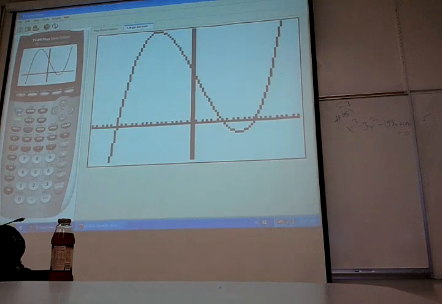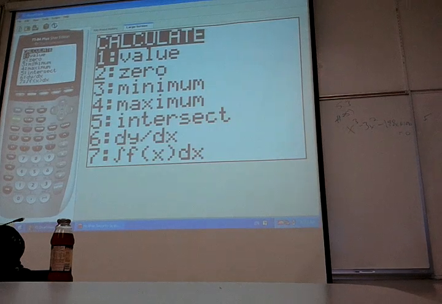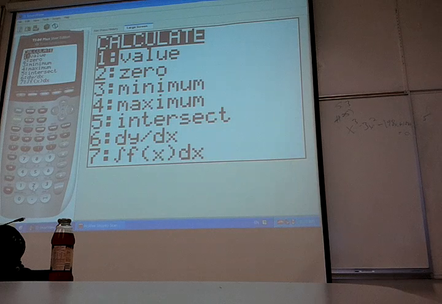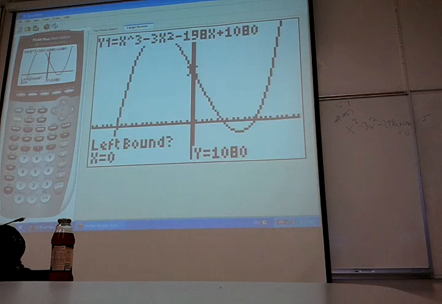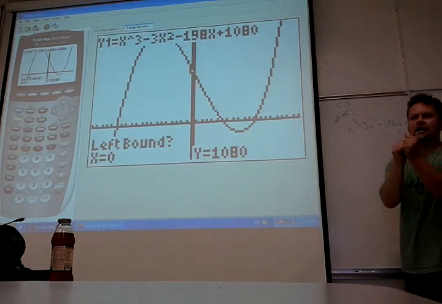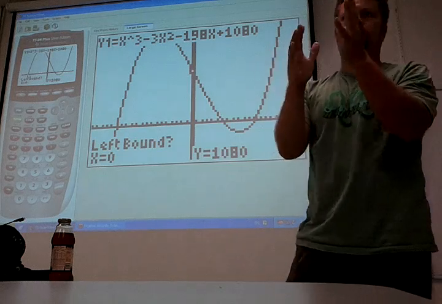So where I want to go again, I want to go to second trace to get up to calc. And I want to calculate the zero of the function. So let's get this one first over there. You can only do one at a time. You can't get it to give it all to you, right?